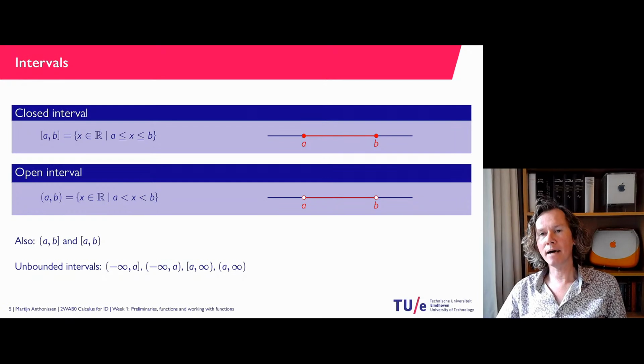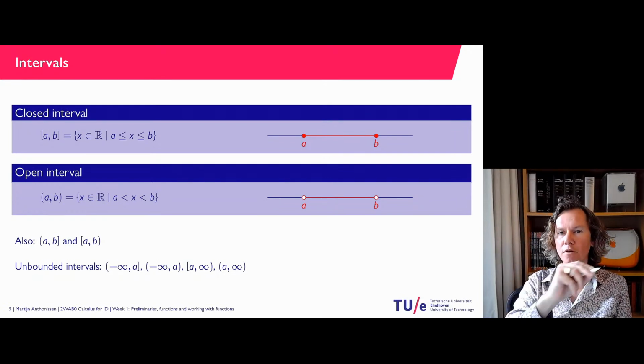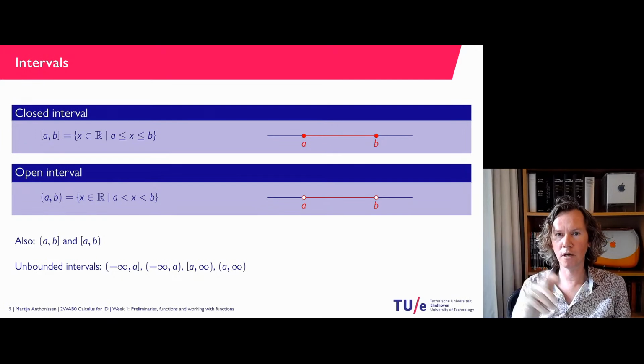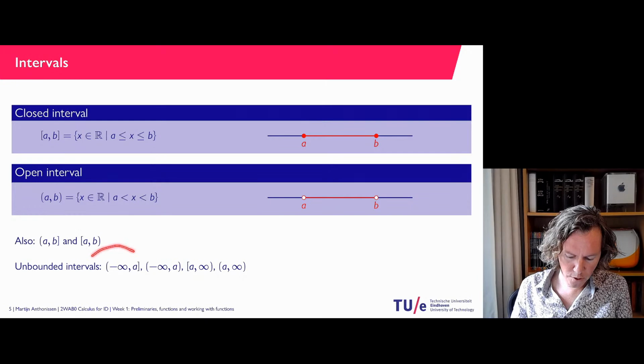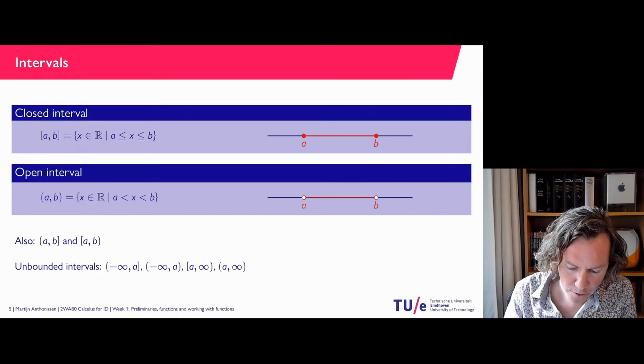We also have unbounded intervals, and maybe you have this notation with little arrows pointing to the left and to the right. Nobody in mathematics uses that. That's only used in high school in the Netherlands. So if you want to talk about all the numbers to the left of a plus a itself, we write it like this. So this symbol here means infinity.